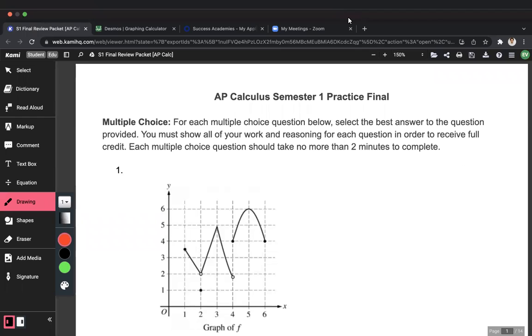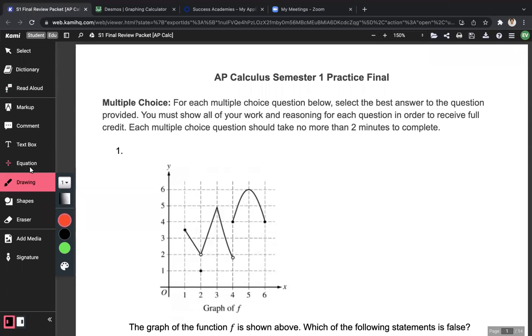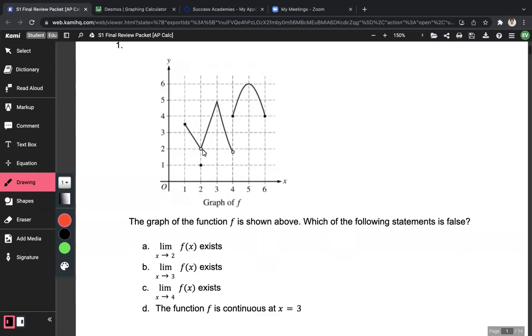Hey, Bicalc, Mr. Van Negas here, and I'm going to walk us through the multiple choice questions on our semester one final review. So to start with this first one, we're asked to identify which of these statements is false. So let's just go down the list.